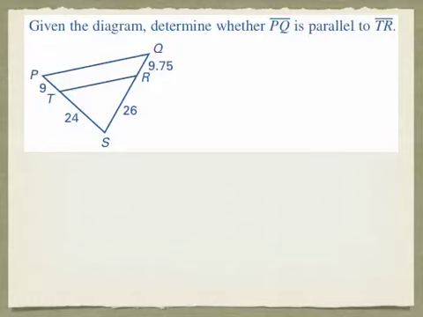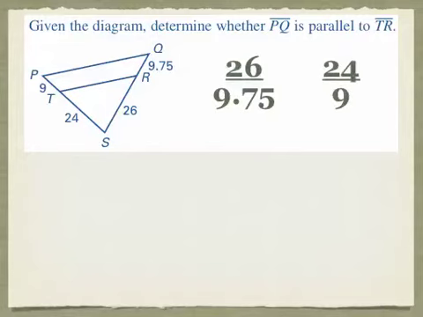What I need to do to see if these two lines are parallel is set up a proportion to see if the two segments created by TR are proportional. The way I'm going to do that is I'm going to write a ratio 26, which would be the length of SR, over 9.75, which is the length of RQ. And then I can also set up the ratio 24 over 9, which would be the length of TS over the length of PT, because those two come from the same side of the larger triangle. I'm going to go ahead and write this as a proportion and set them equal to each other.